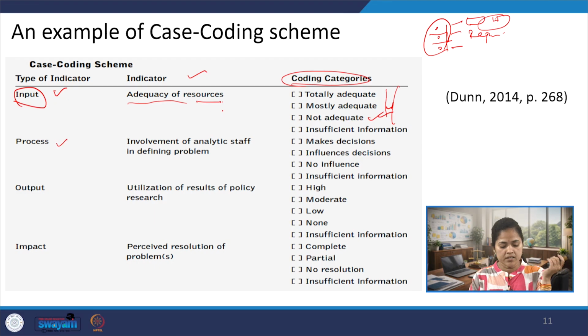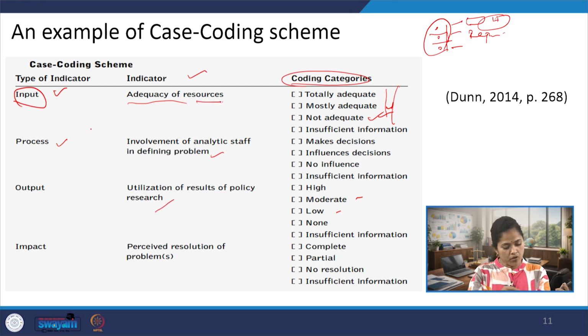For example, an indicator under processes is the involvement of administrative staff in defining that particular problem. The coding categories for this indicator can be that these staff can make decisions, can influence decisions, or cannot influence the decision. Or we can think about whether there is a high level of information, moderate level, or low or insufficient information available, so far as the utilization of results of policy research is concerned.